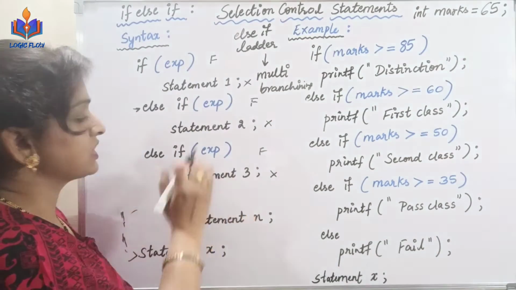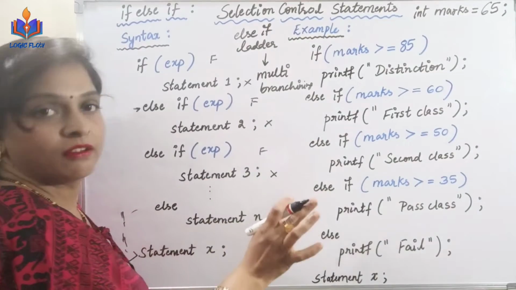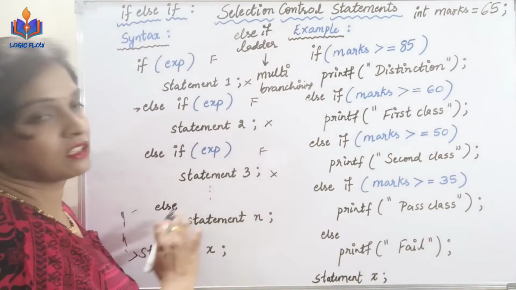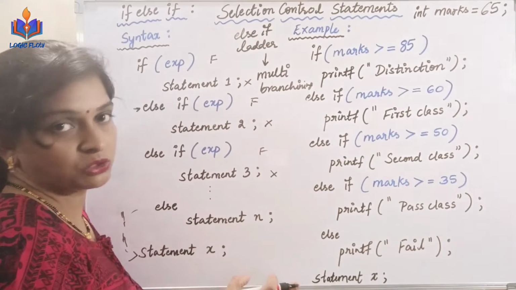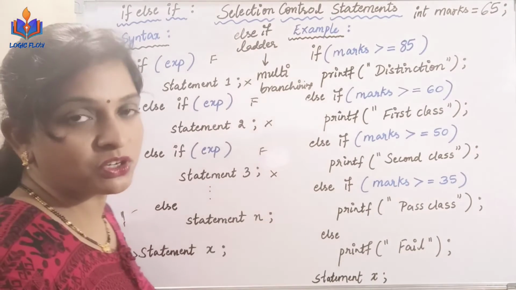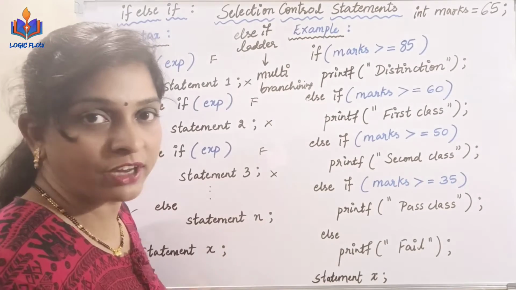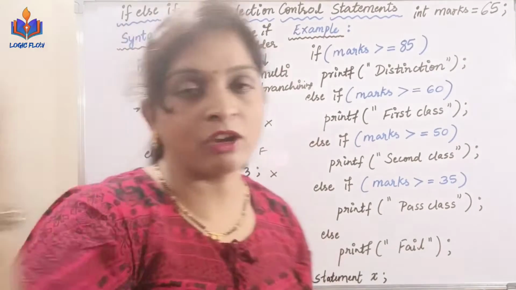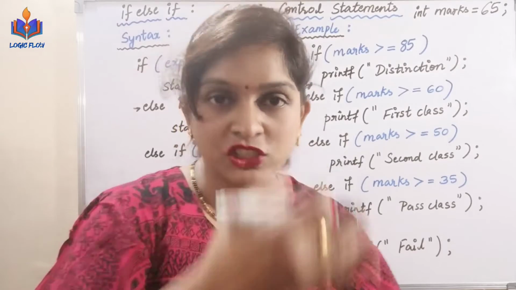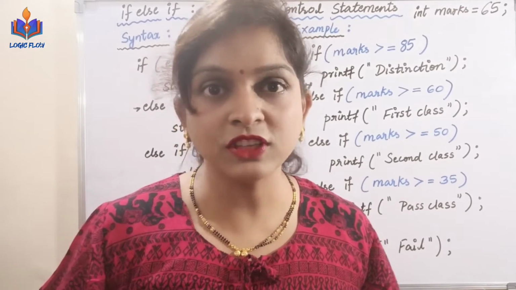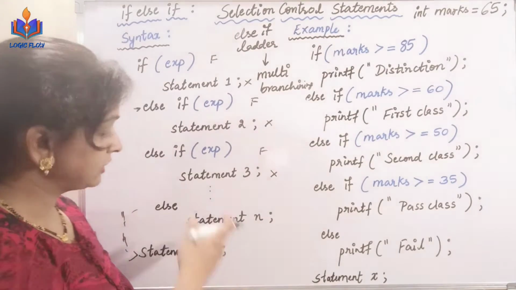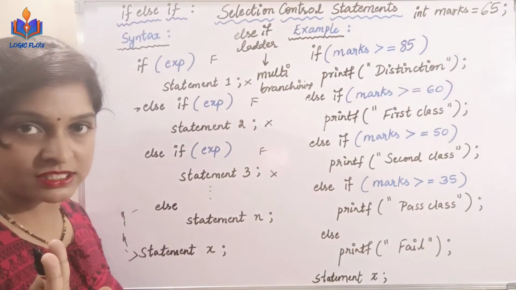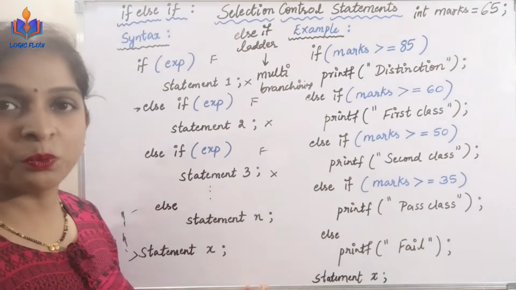Check all the conditions. Just assume statement 3 also fails. Then I come to else. Nothing to check, there is no one more if. Else, do this. You go to some restaurant and ask for some options, then finally you get fed up and say, okay, bring coffee. That's how it is. Check all the conditions, none of the conditions matched, finally the default statement: else, do this. Then continue with statement X. Hope you have understood the syntax.